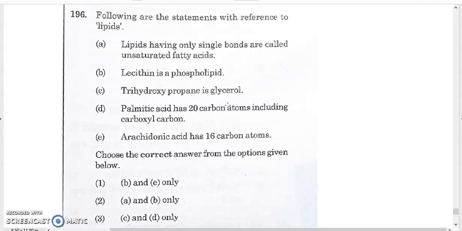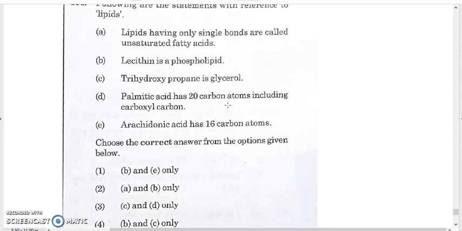Now, lipids having only single bonds are called unsaturated fatty acids. No, these are called saturated fatty acids because there is no double bond. Lecithin is a phospholipid. Yes, lecithin is a phospholipid. And trihydroxypropane is glycerol. Yes, glycerol is a trihydroxy alcohol. The structure of glycerol is CH2OH, CHOH, CH2OH.